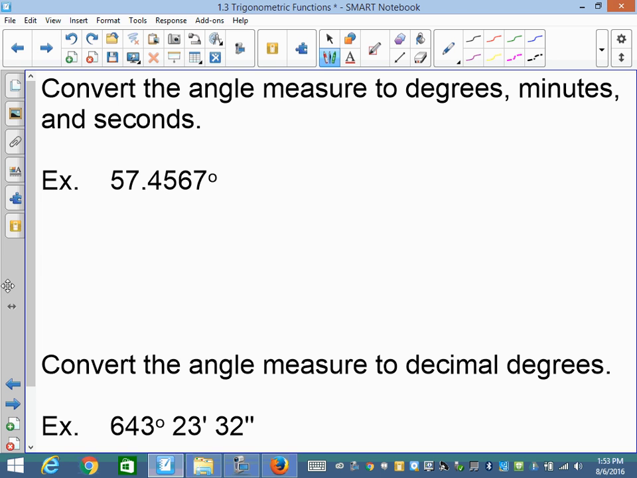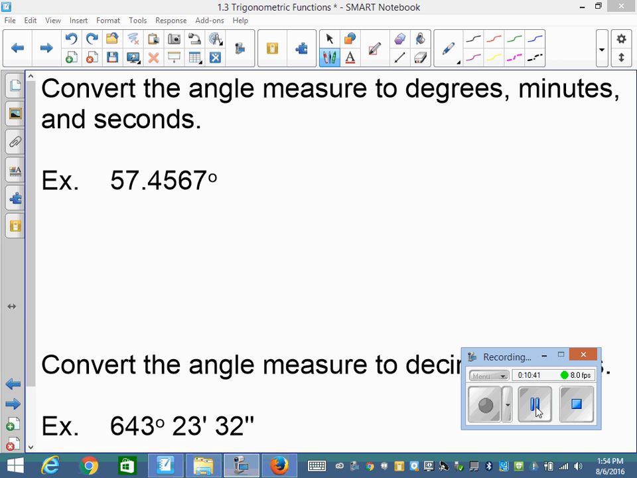Okay, so now let's do a little bit of review. Convert the angle measure to degrees, minutes, and seconds. What I'm going to do is, I'm not going to do the work because you guys should already know how to do this. I'm going to pause it, get the answer, and give you the answer. That way, if you didn't get the correct answer, you need to ask questions. So we're going to pause this for a second, and then when it pops back up, you'll have the time on it.